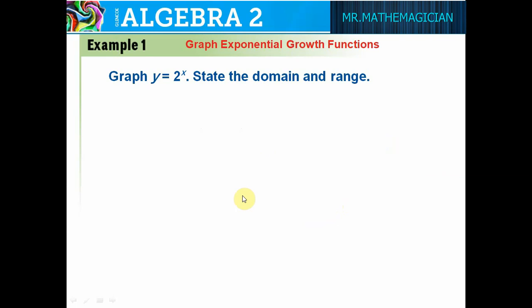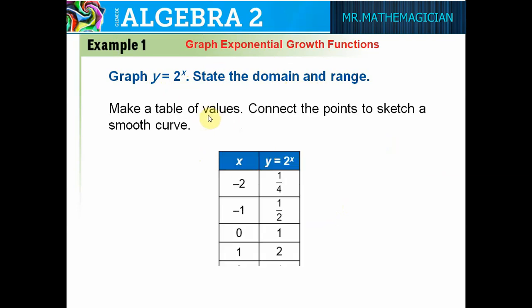Example 1. How can we graph exponential growth function? Graph y equals 2 to the power of x, state the domain and range. We will follow the table method. So let's take x values from negative 2 to 2. Then we substitute for x, means 2 to the power of negative 2, then 2 to the power of negative 1, 2 to the power of 0, 2 to the power 1, 2 to the power 2, and so on, and you will have these results.